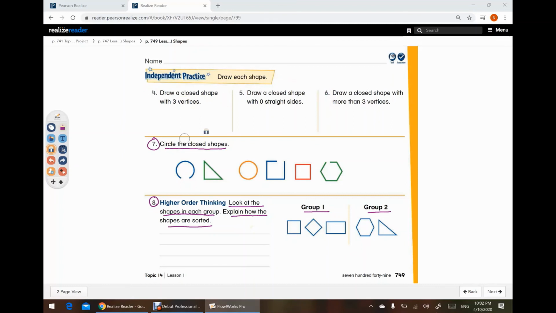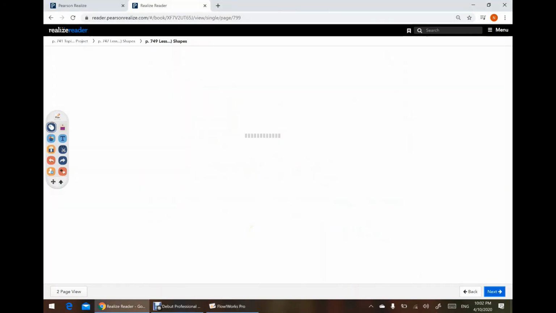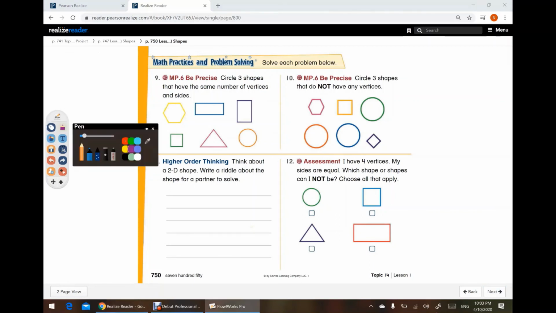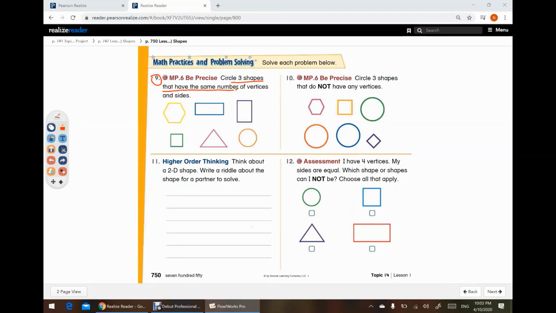I hope you all can do this. It's very easy. Feel free to ask me if you don't understand anything. Okay, kids? Now, next page. It's the last page. Math practices and problem solving. So here I will do one question with you all, and you will try to solve the rest on your own. Number 9. Circle 3 shapes that have the same number of vertices and sides.